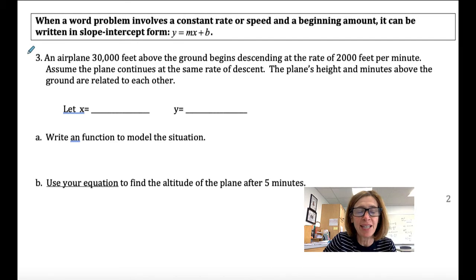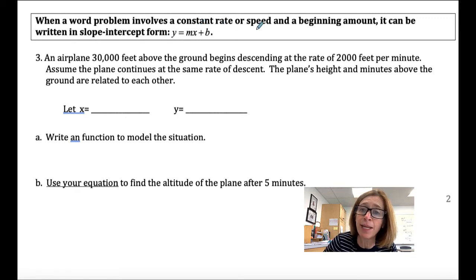I'm going to move on, and we've been looking at ways to write a linear function given information in a word problem. Again, I'm calling this a model of the data. We're going to look at real models when we have lots of data in a few days. So a third way that you could be writing an equation is when you're given a word problem that contains a constant rate or speed and a beginning amount.